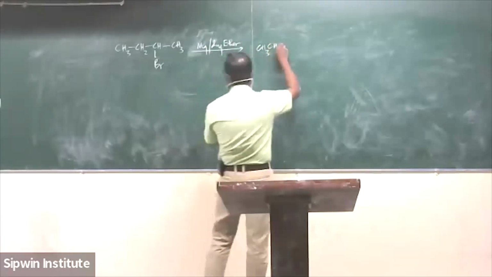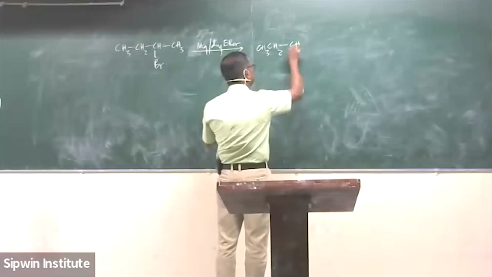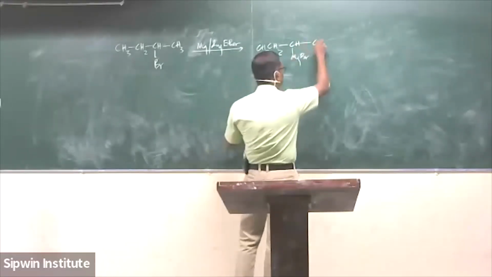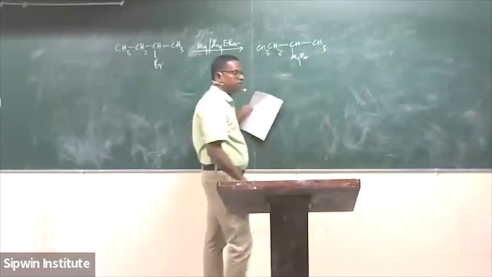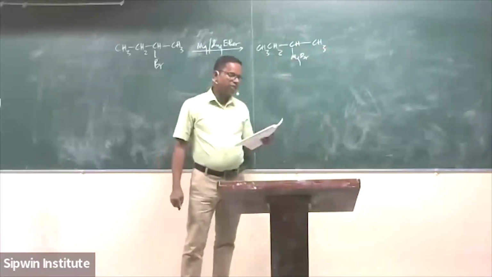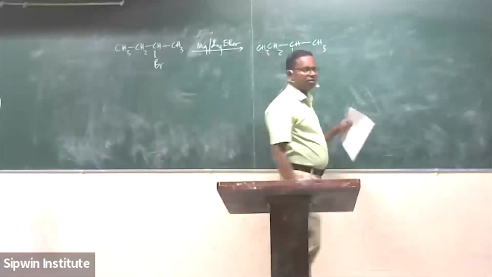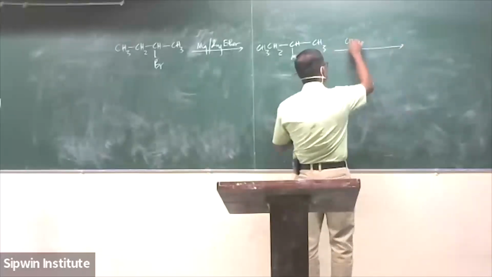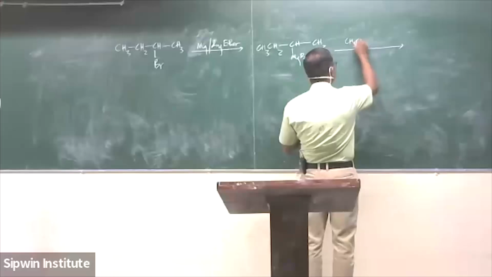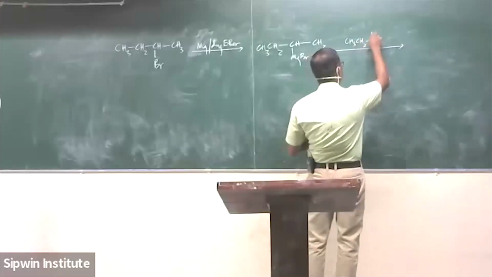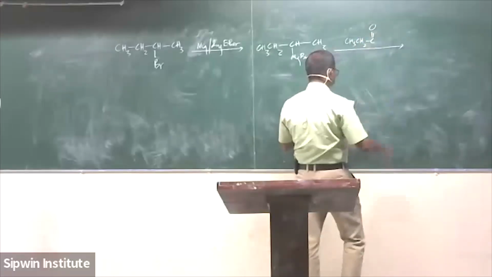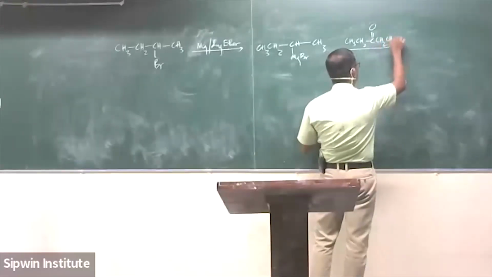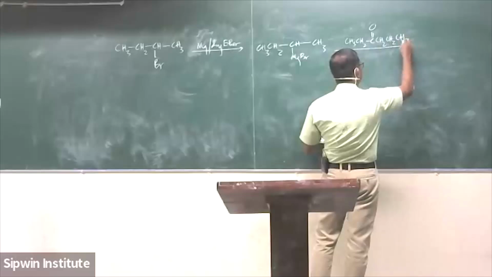CH2 CH MgBr CH3. After having the Grignard, you combine that one with the earlier prepared compound B. CH3 CH2 CO CH2 CH2 CH3.